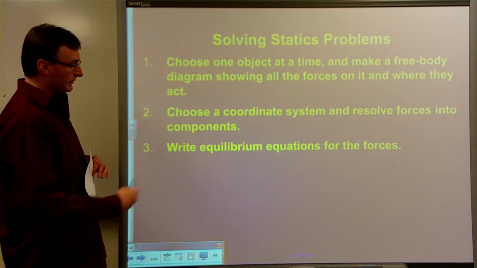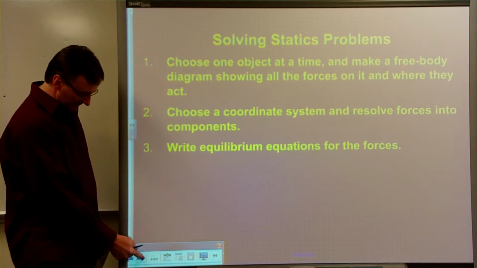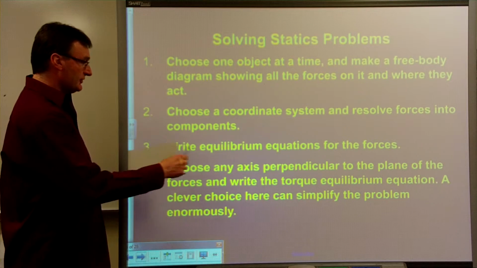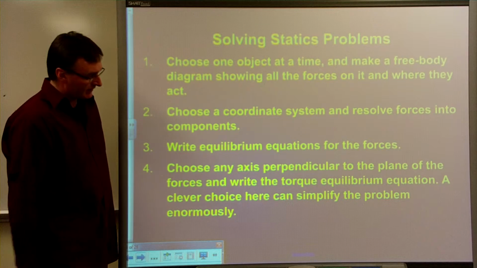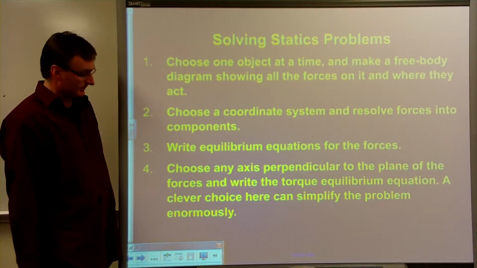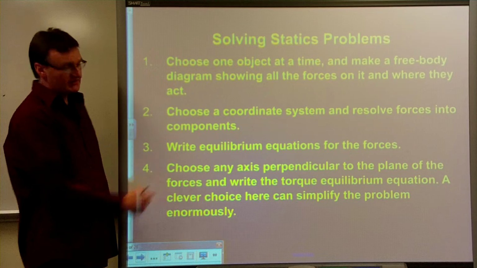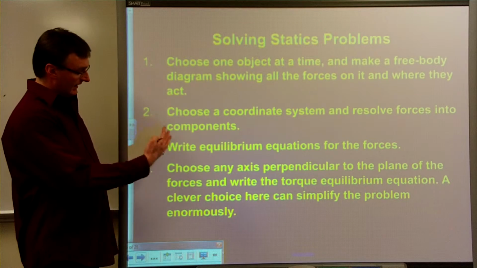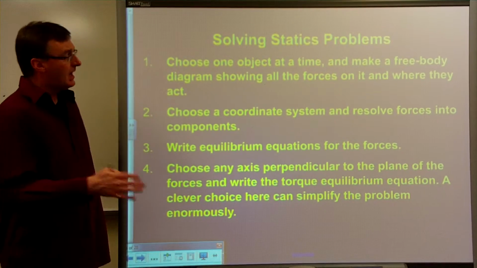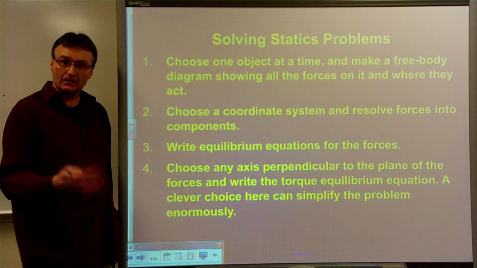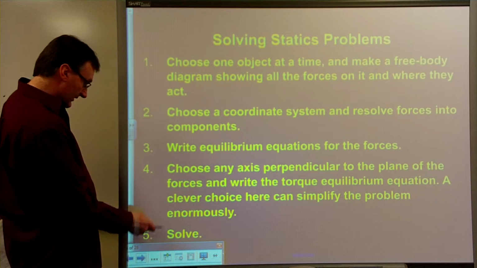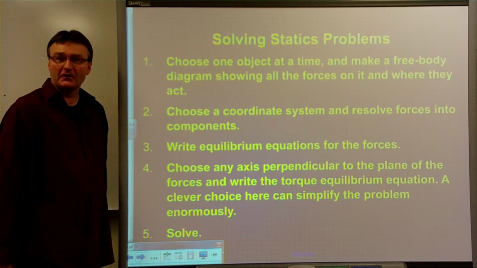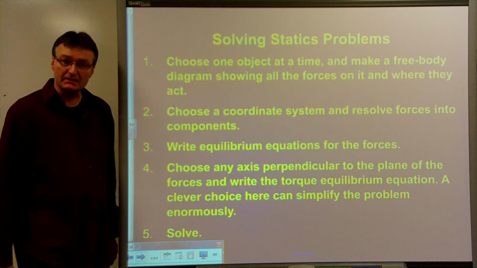And then write equilibrium equations for the forces. And then choose an axis that's perpendicular to the plane of forces, and write the torque equilibrium equation. Now this may seem like quite a mouthful, and may seem rather complicated, but I will break it down and make it a little bit simpler with an example in just a moment. And so then lastly, we need to solve for the unknown, whatever the unknown is being asked for in the particular problem.